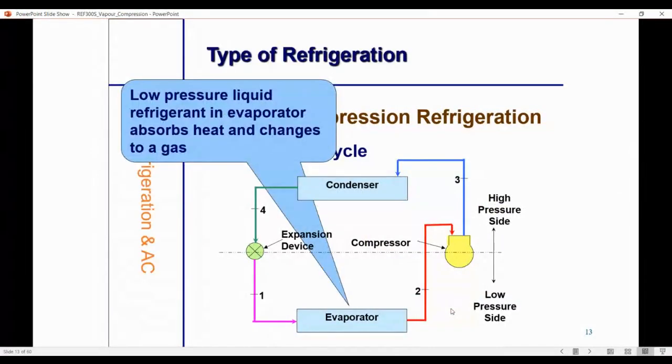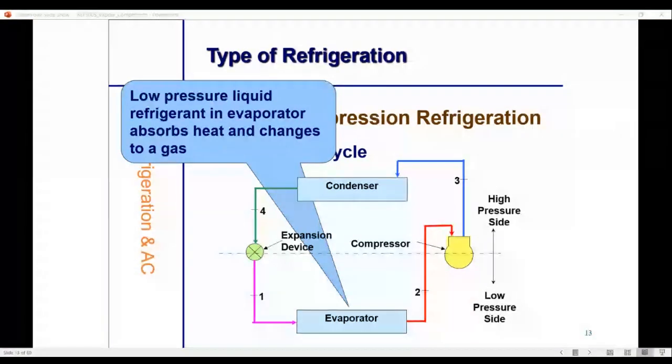Again, same setup. At point number 1, I like this one because it's animated. We get a low pressure liquid refrigerant in the evaporator, and it absorbs heat and changes into a gas. Now I want to ask, why is it a low pressure liquid? Why do you think it's low pressure? Why low pressure? Anyone? You guys perhaps know.